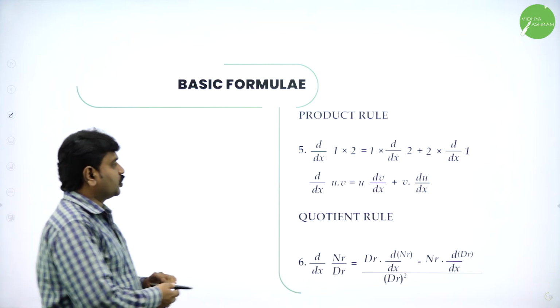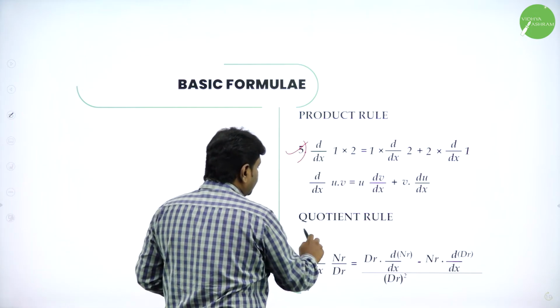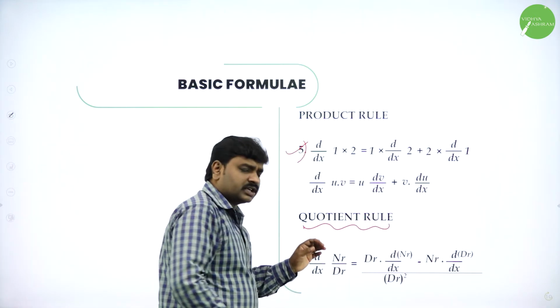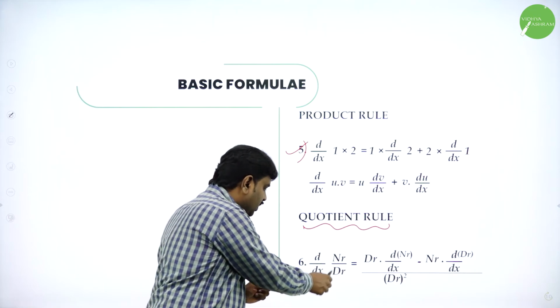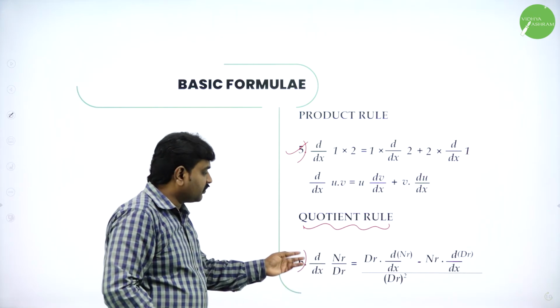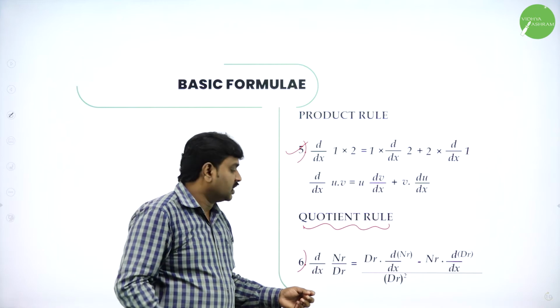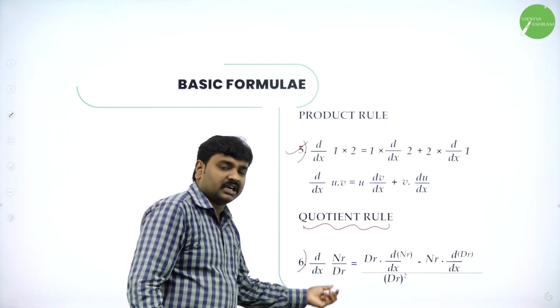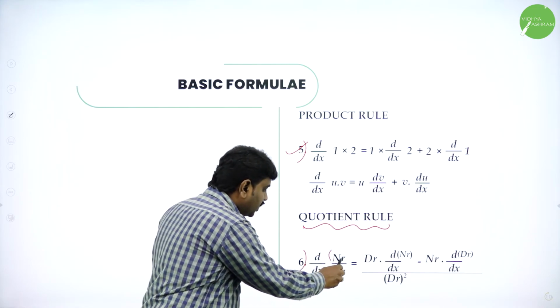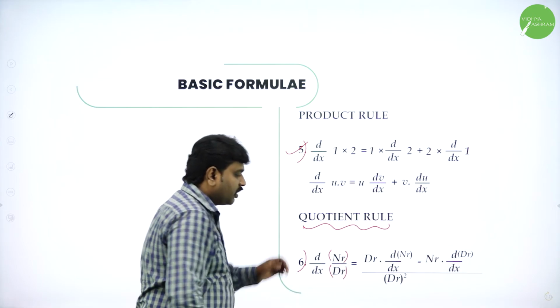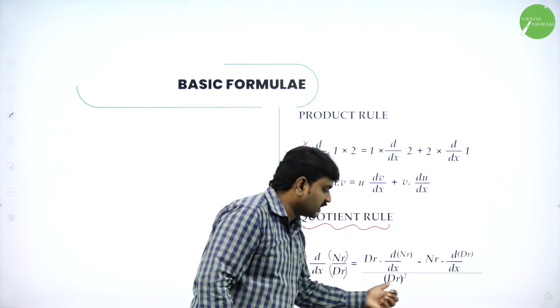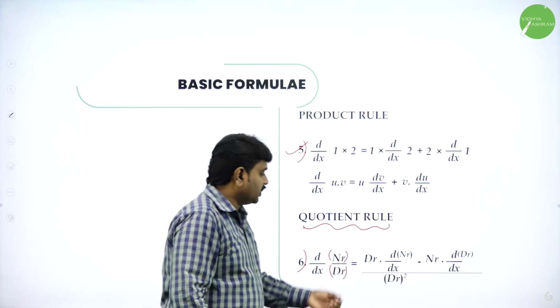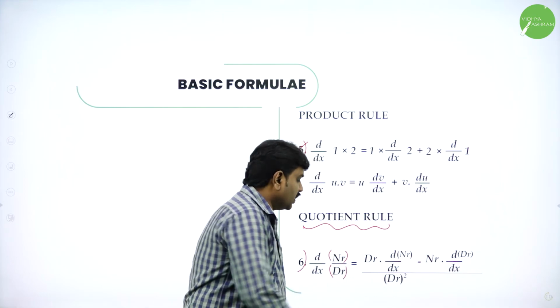What is meant by quotient rule? Whenever the function is in the form numerator by denominator, whenever the function is a rational function, with numerator one function and denominator another function, the formula is simple. In the denominator, denominator the whole square.